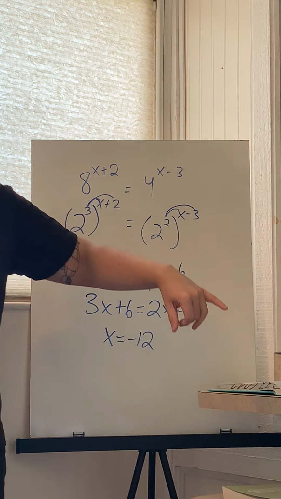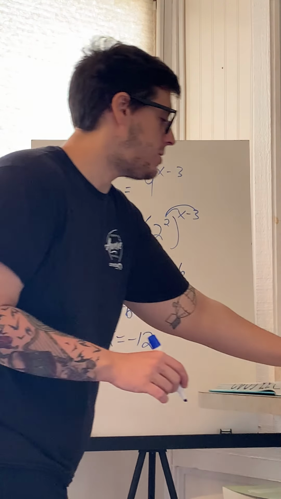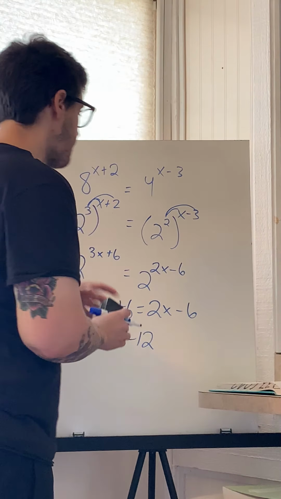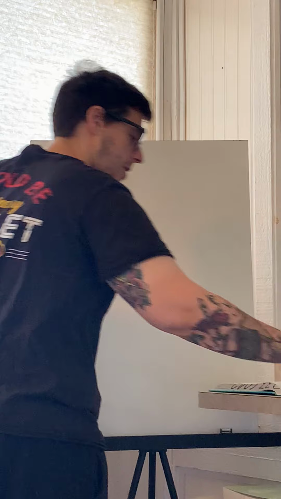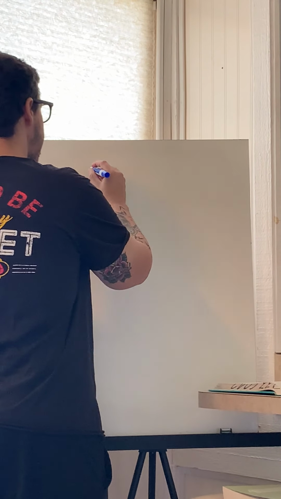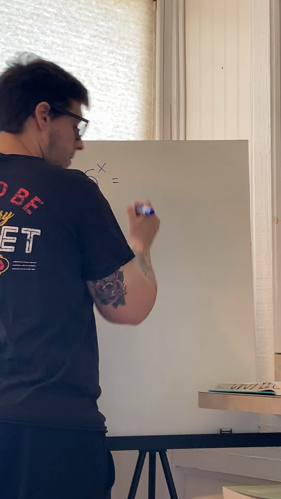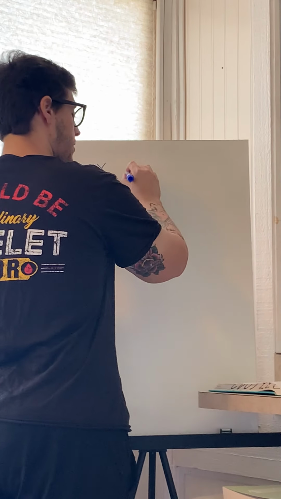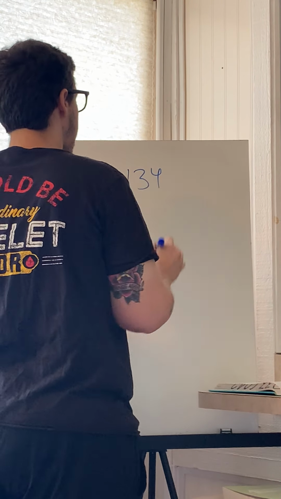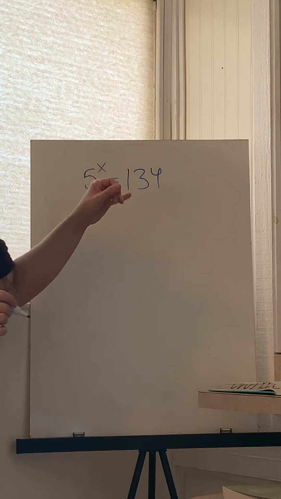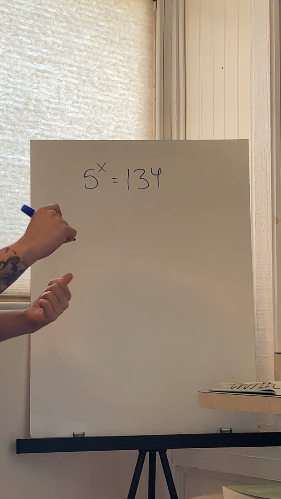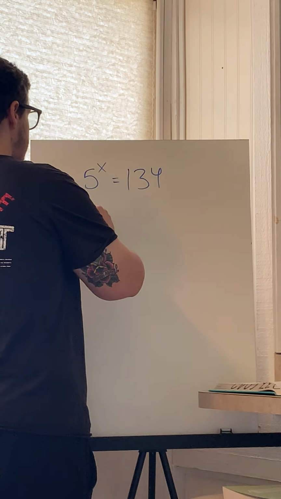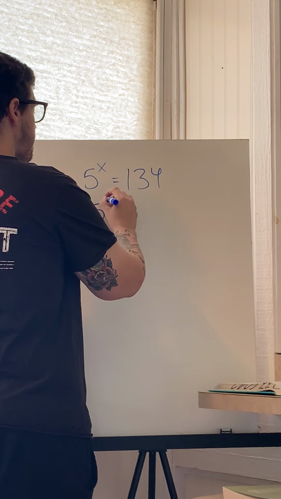I'm going to do checkpoint 2 in the same video. So this goes to page 449. Checkpoint 2, letter A, says 5 to the x power equals 134. Now, obviously, 134 cannot be written as a power of 5. So this is something where we can't do what we just did. So instead, we're going to take the natural log of each side.